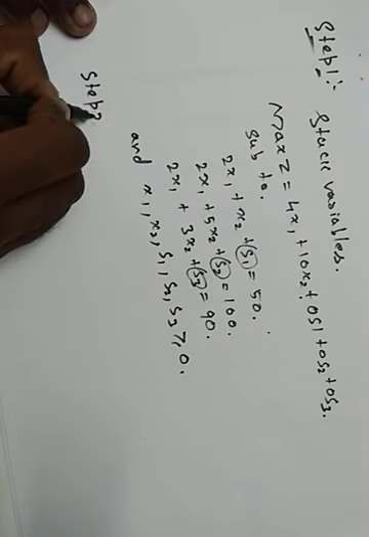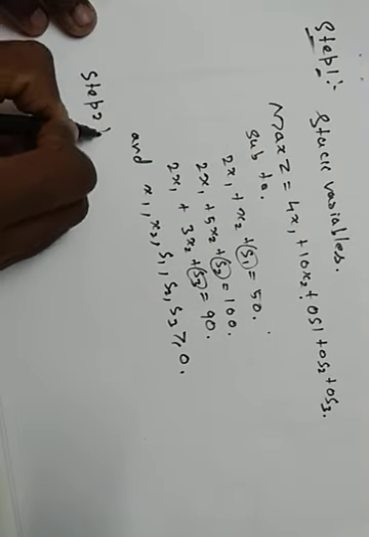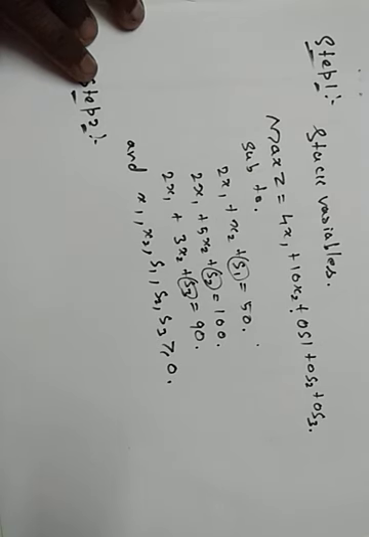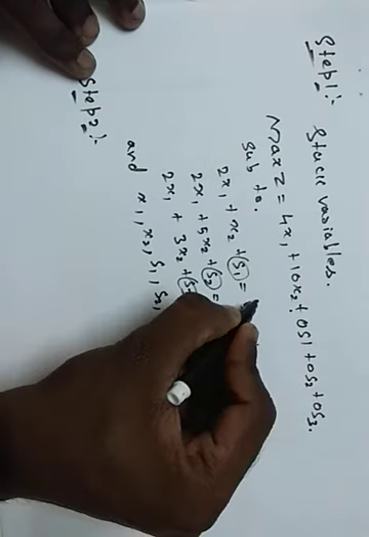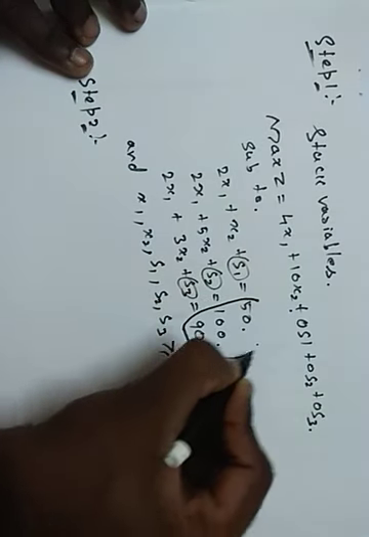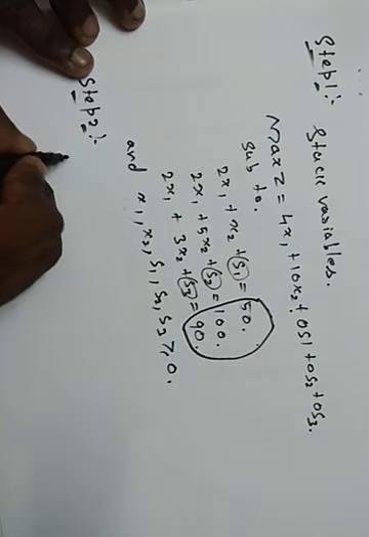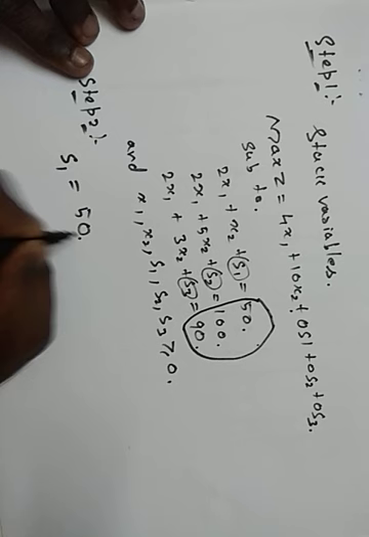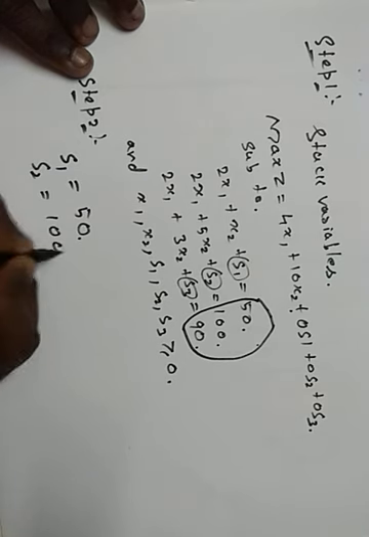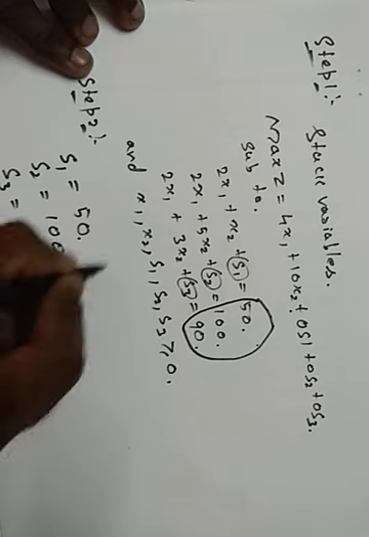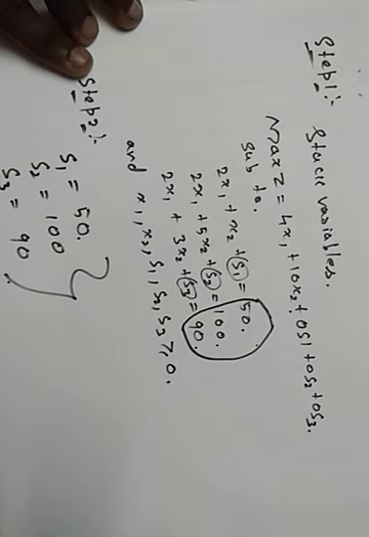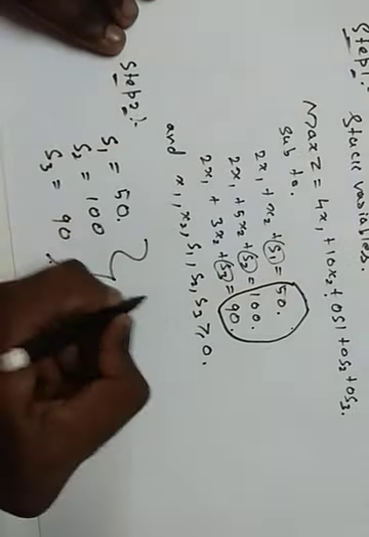Step 2 is to identify the basic initial feasible solution, that is identifying the basic variables. The basic variables are nothing but those which are in the constraint table. So s1 equal to 50, s2 equal to 100 and s3 equal to 90. This will be called as the basic variables.